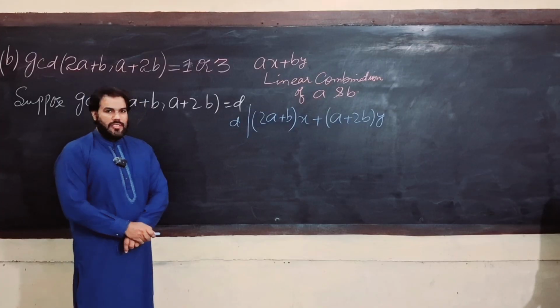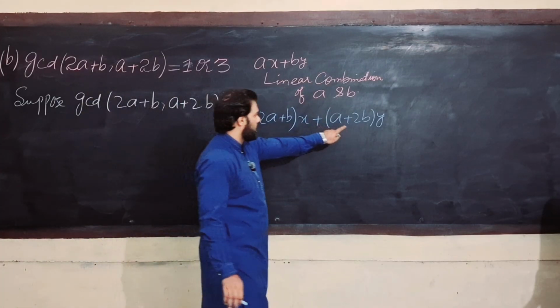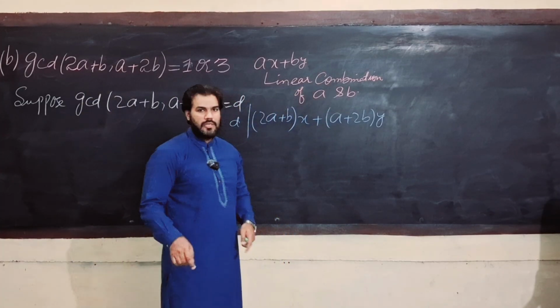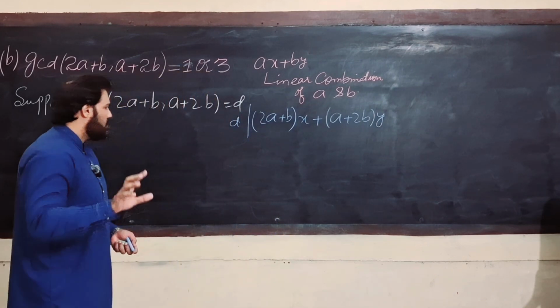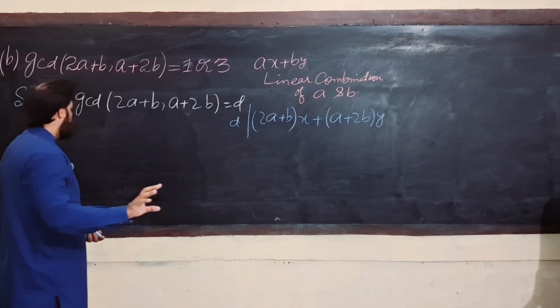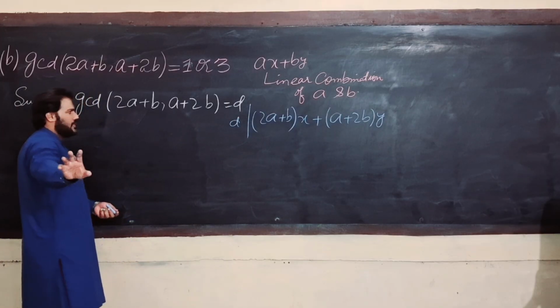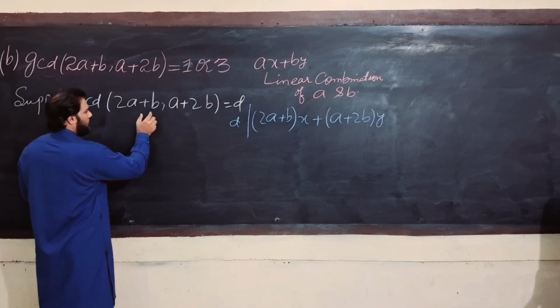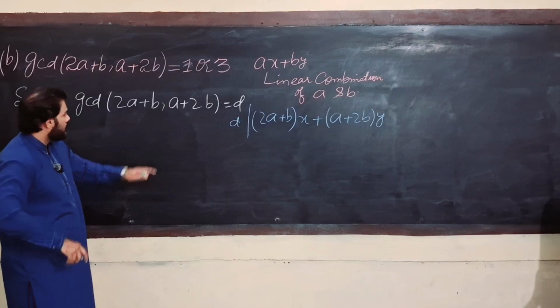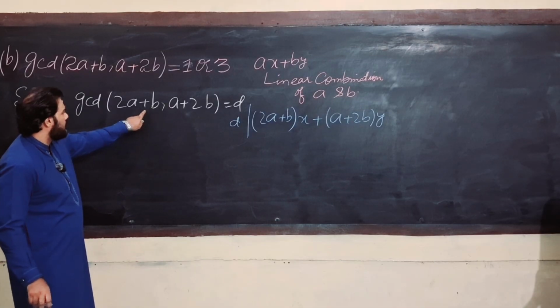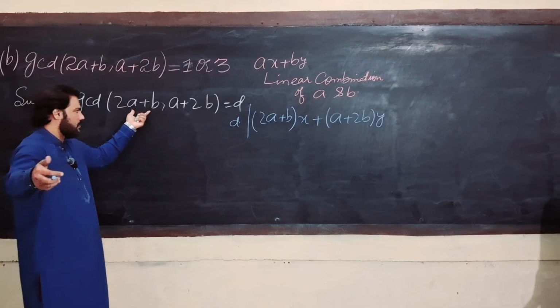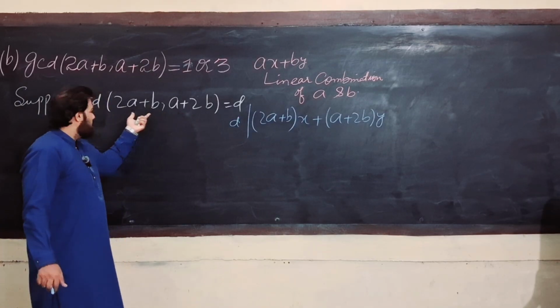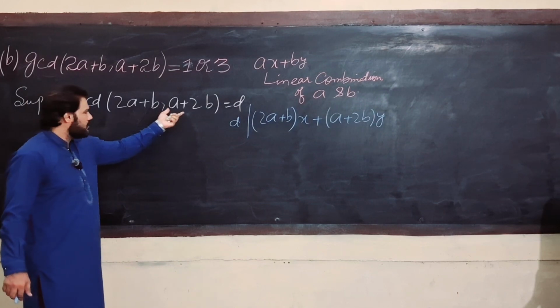Now I want to use the technique of substituting such values of X and Y that this sum becomes equal to 2A and 2B. So which values of X and Y will work here? It is very easy. If I want to eliminate B from here, what will you do? Suppose 2A plus B is my first number, and the second is A plus 2B. I will multiply the first number by 2 and the second number by minus 1.